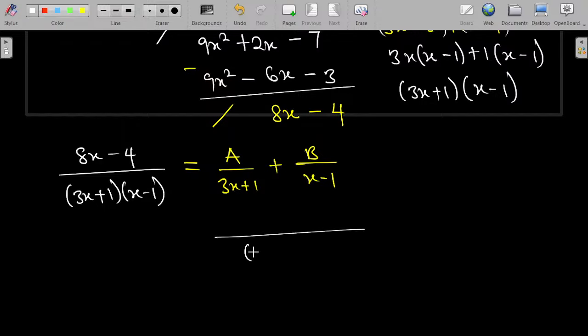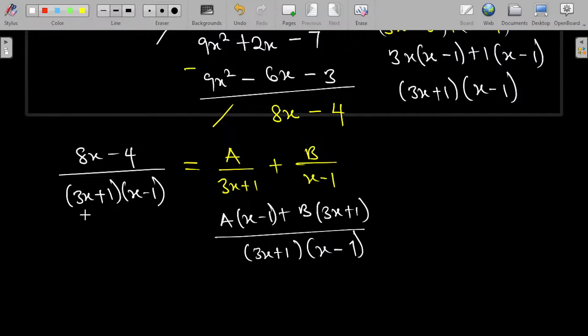So we pick our LCM, 3x plus 1 multiplied by x minus 1. If we divide, 3x will cancel to give us x minus 1, and that will multiply our a, plus x minus 1 will cancel to give us 3x plus 1, and that will multiply our b. And we are done. Take away the common denominators.